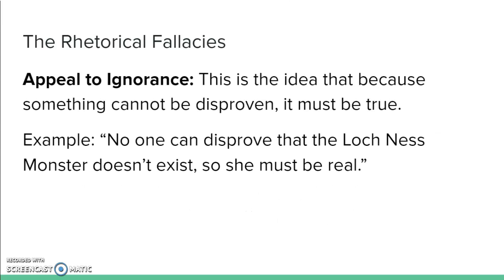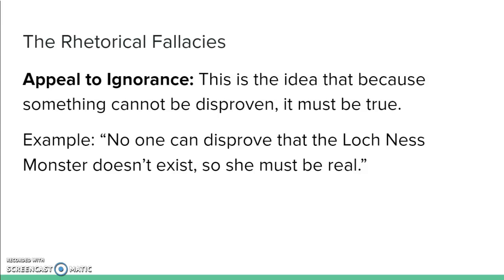Next up is an appeal to ignorance. This is the idea that because something cannot be disproven, it must be true. I'm sure you have a friend who has said, prove me wrong, prove me wrong. Well, they haven't proven that they are right. They'll claim something ridiculous and then say, prove me wrong. What you do in a situation like that is you just say, no, you need to prove that you are right before you can demand that someone else prove you wrong.